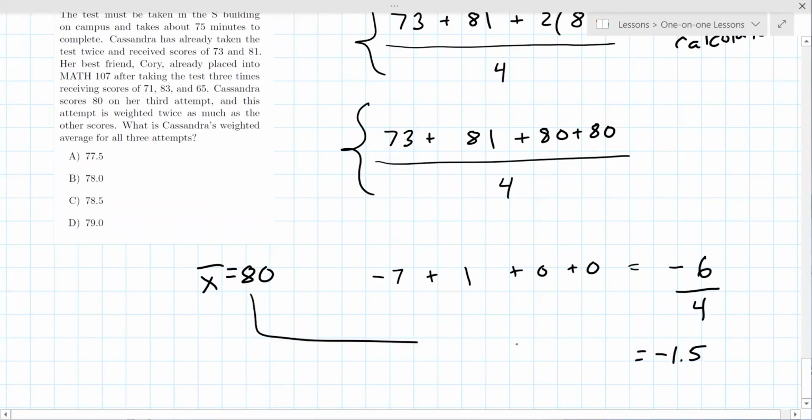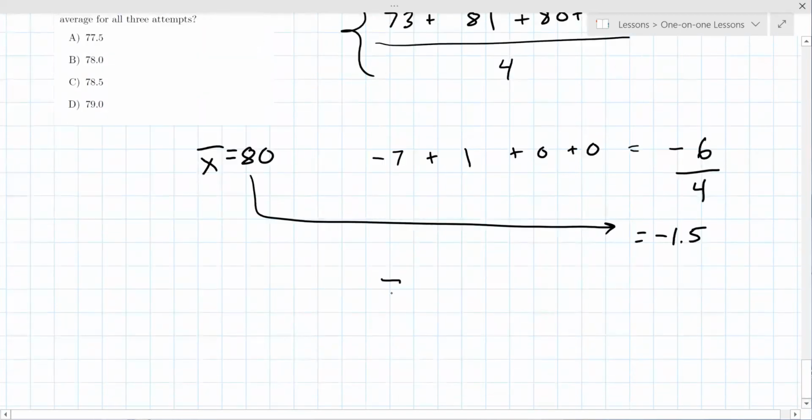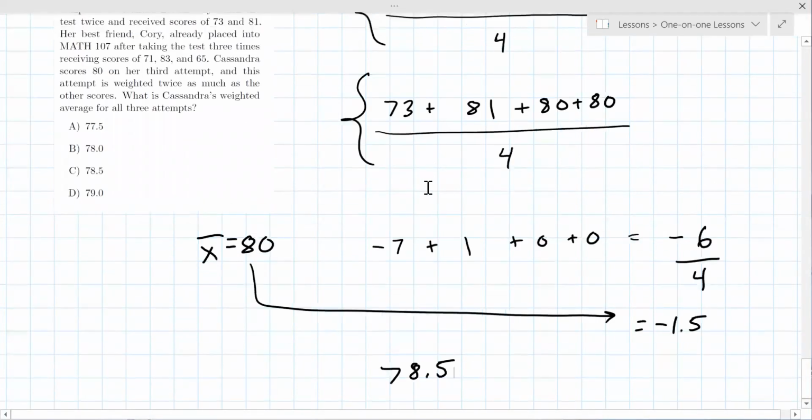And you can actually add that to this number down here to get the correct answer of 78.5. And you're welcome to check that with your calculator here to see that that in fact does work. So you really don't add up 73 and 81 and 80 and 80. Can you do it that way though? Of course, but you're going to get a number in the 300s, and then you have to divide it by 4. And notice how the answers are very compact.